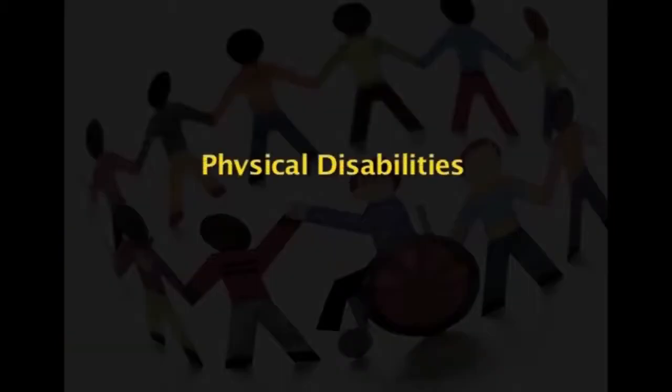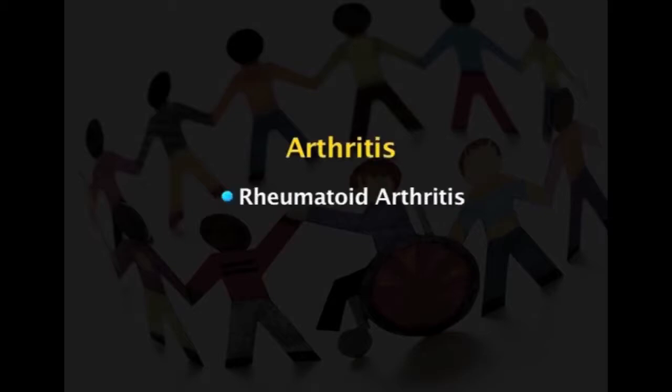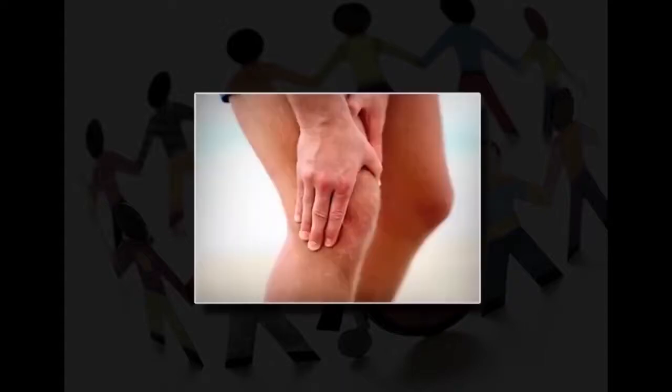After having understood the concept of child with special needs, let's now look into the classification of disabilities. How can disabilities be classified? Physical disabilities, which can be orthopedic impairment or mobility impairment. Again, in orthopedic impairment, we have arthritis like rheumatoid arthritis or osteoarthritis, that is having pain in the knee joints.